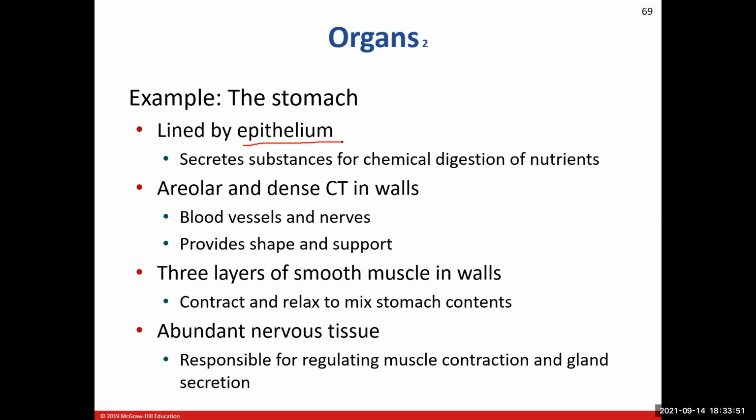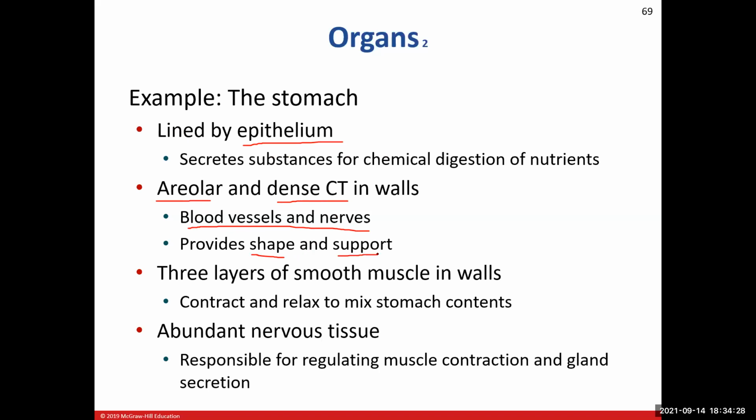And as you know, epithelium sits on a basement membrane, but on the other side of that basement membrane is going to be connective tissue. And so the connective tissue is going to have, remember, all the stuff. In the stomach, we're going to see a lot of loose connective tissue, the areolar, because that's where our blood vessels and nerves are going to be. And we'll also have some dense irregular connective tissue in the wall of the stomach. And that's going to help to provide shape and support to the stomach.